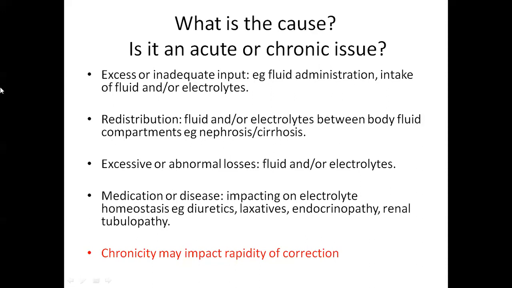And the third important thing is losses. So one thing is decreased intake or excess intake, the other is redistribution, and the third is losses. It could be low loss, or it could be high loss. According to that, you can get hypo or hyper. And the last thing is your medications or diseases which can alter homeostasis. And chronicity is very important, because in acute conditions you can correct it rapidly, but in chronic conditions you need to correct it very slowly.